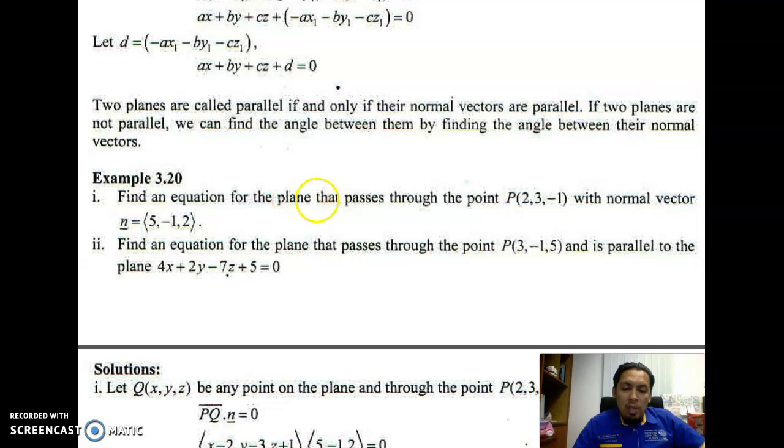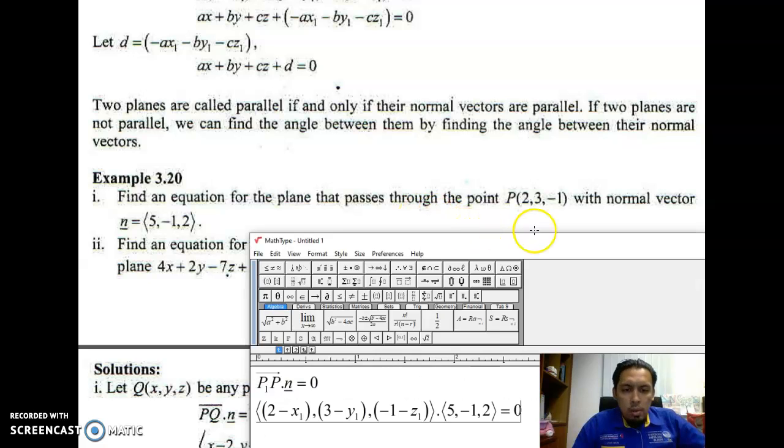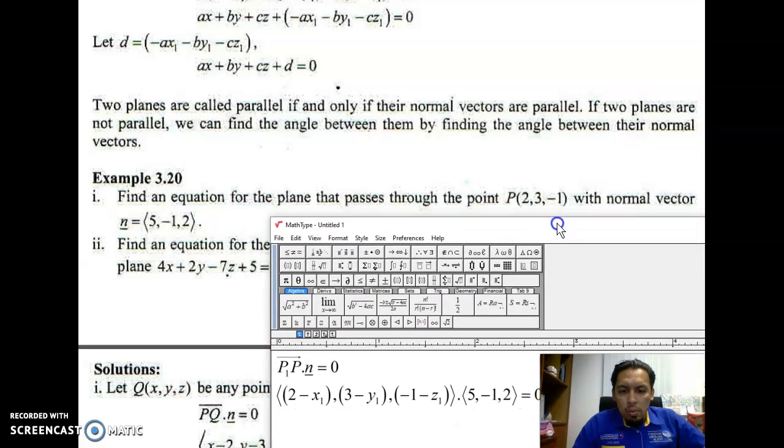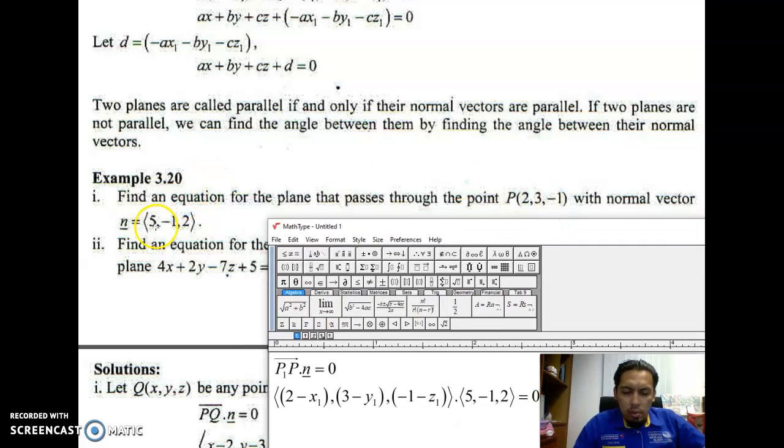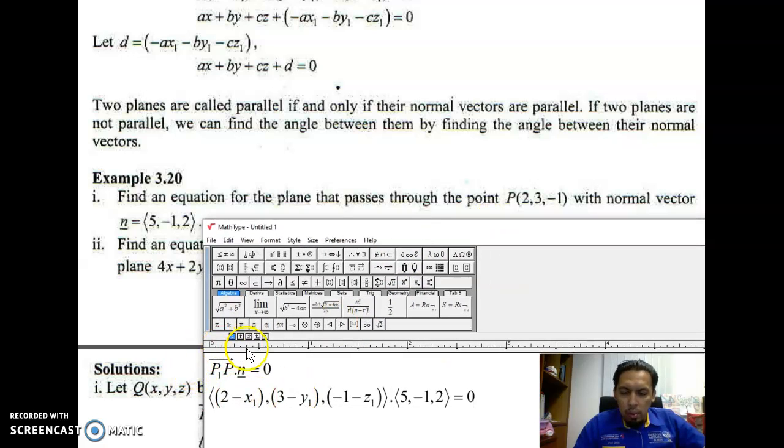Find the equation of the plane that passes through this point. You have one point with a normal vector. Let me input that. So we have this point and we have this n, and I have inputted the formula of the dot product. For the n, we are able to substitute it directly because we know the vector. As for this other vector, we don't know the vector, but we know the point.